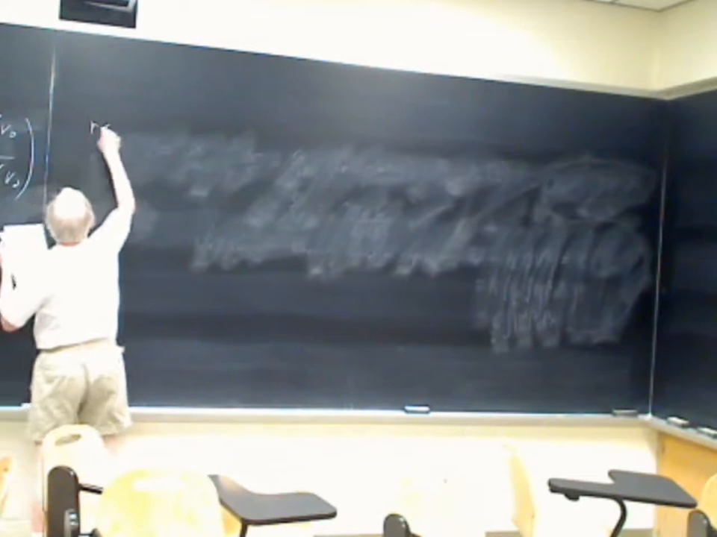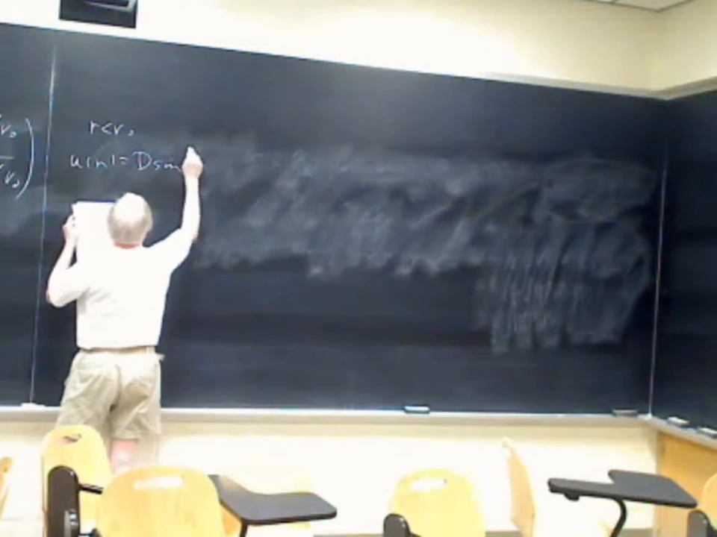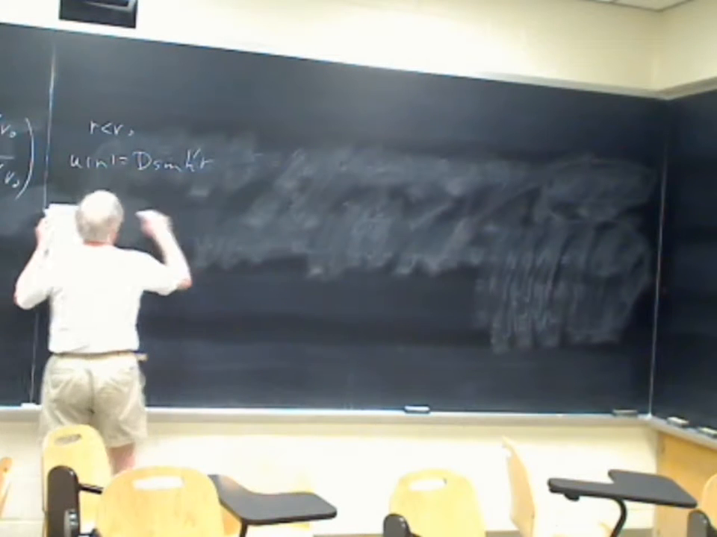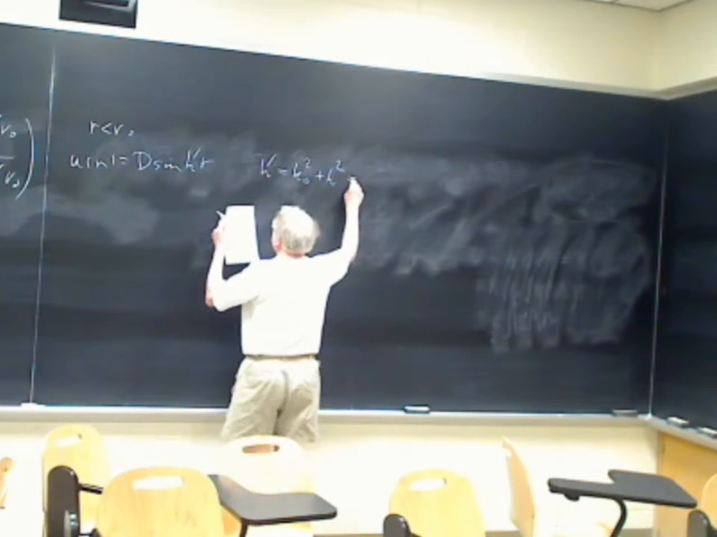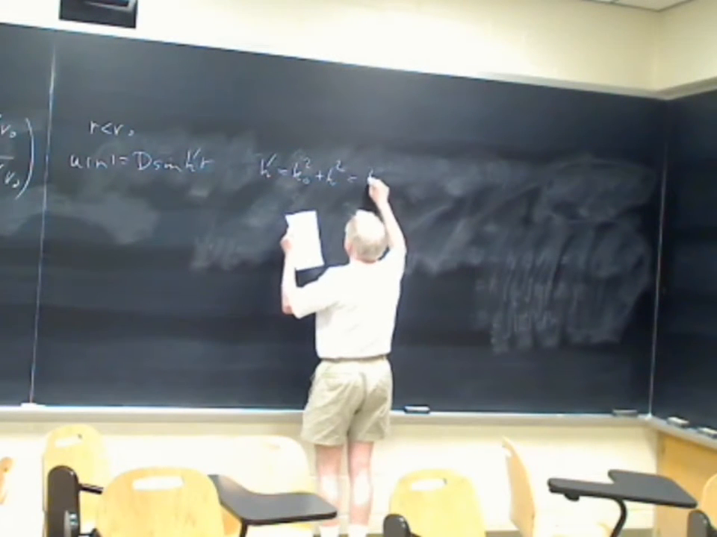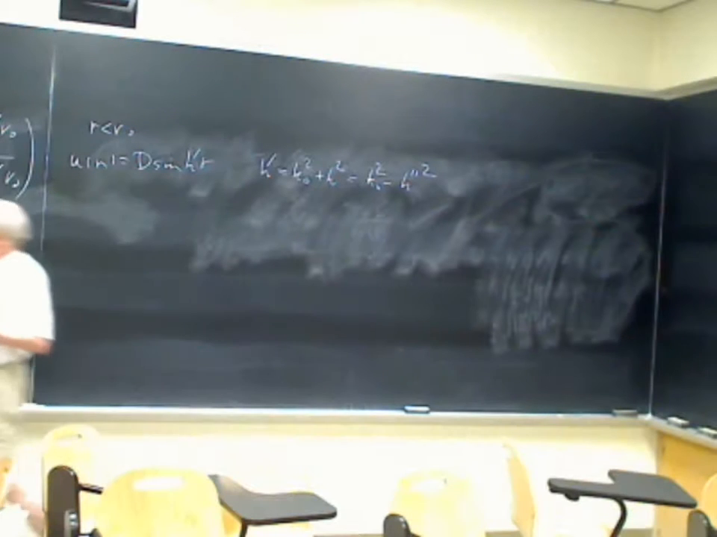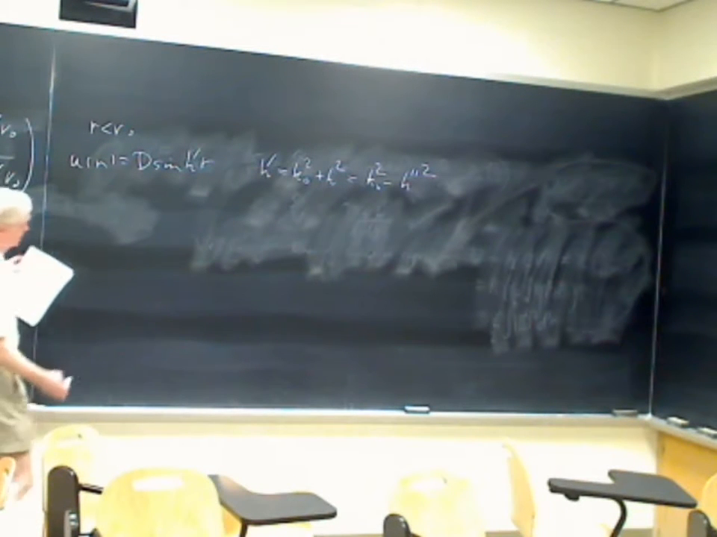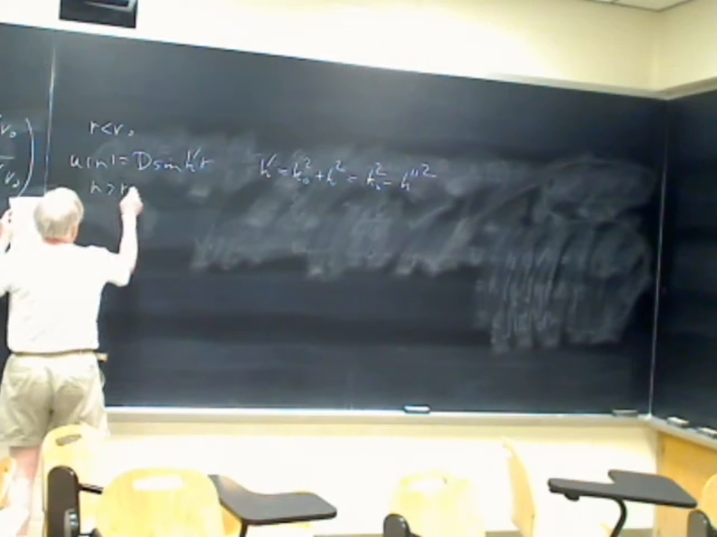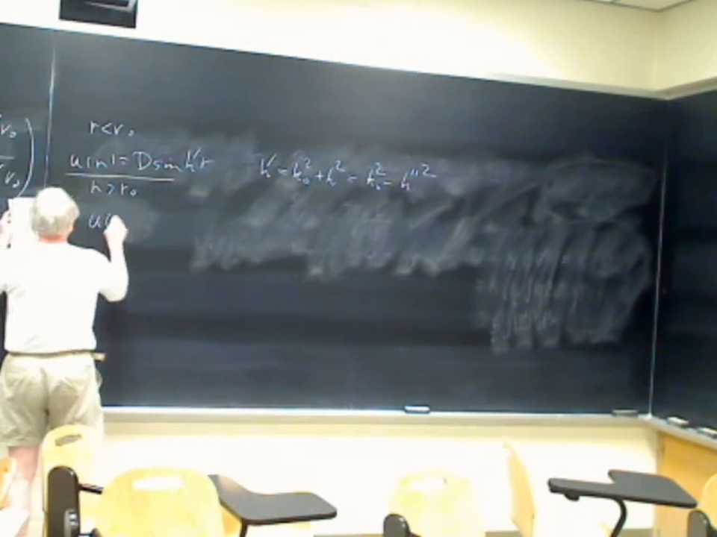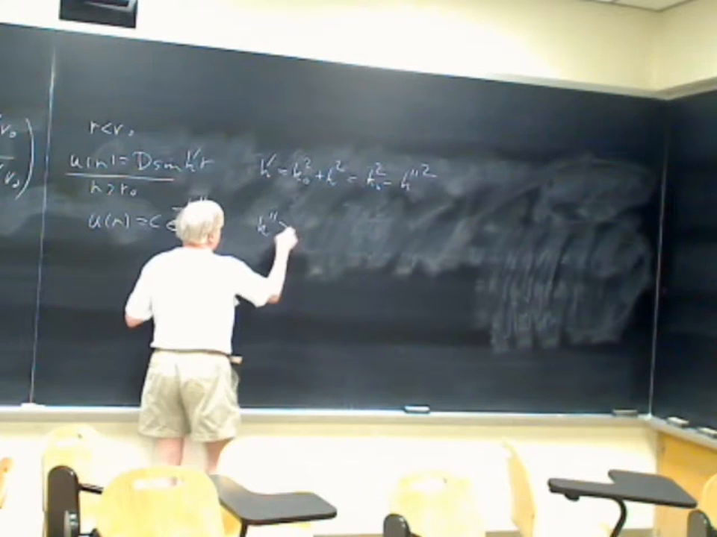Okay, so for r less than r 0, u of r is going to be D sine k prime r. And now k prime is what? It's what it was before: k prime squared is k 0 squared plus k squared. But now this is equal to k 0 squared minus k double prime squared, because k is i k double prime. And now for r greater than r 0, u of r is going to be C e to the minus k double prime r. Remember, k double prime is positive.